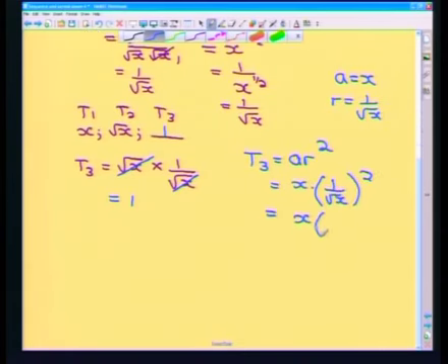If I use the formula, T3 would take the form of AR squared, where A stands for the first term, which will be x, and my R is my ratio, which I worked out earlier on. So it would become x times 1 over root x all squared, which then gives me x times 1 over x, which cancels and gives me the answer 1. So either way, I get the answer, whether I just do it by taking the previous term and multiplying on, or I use my formula.